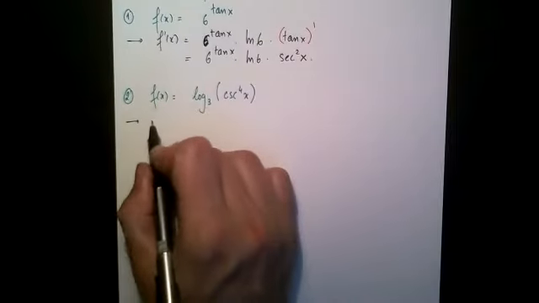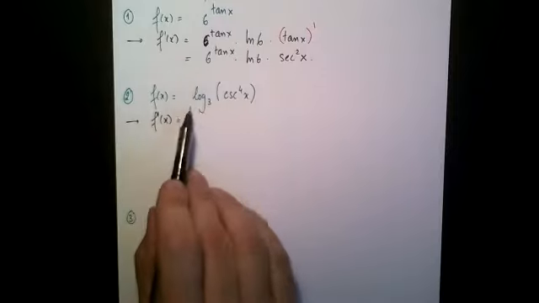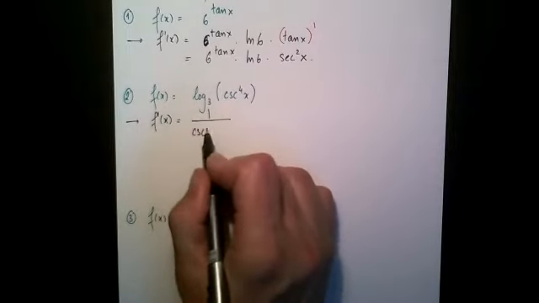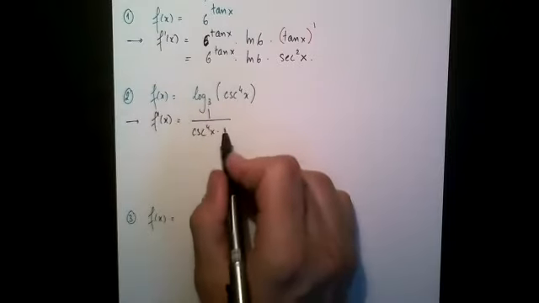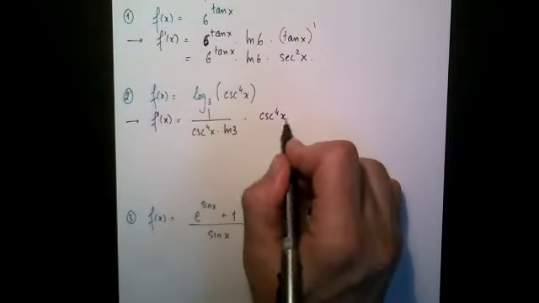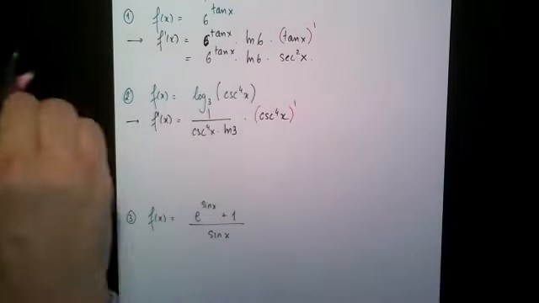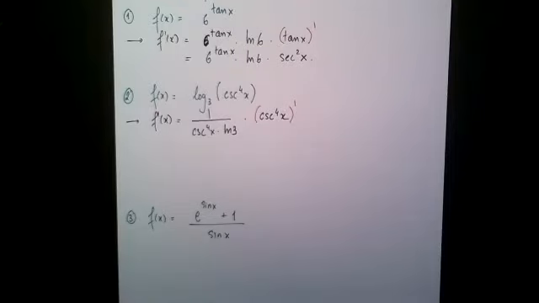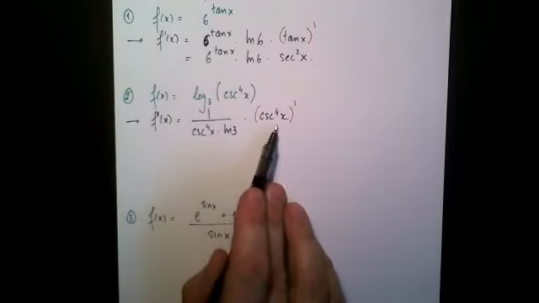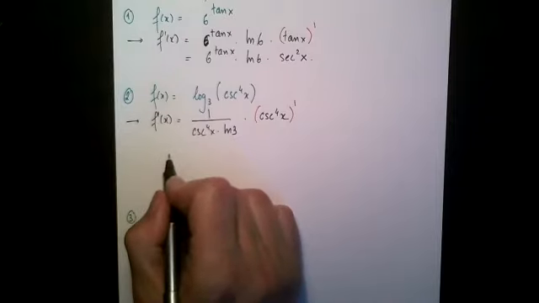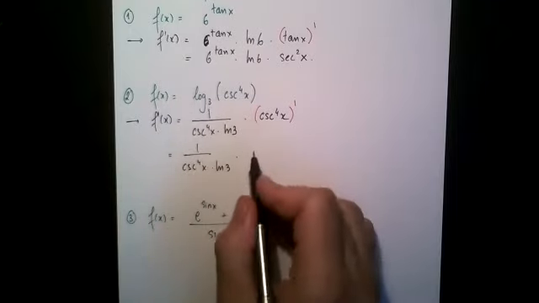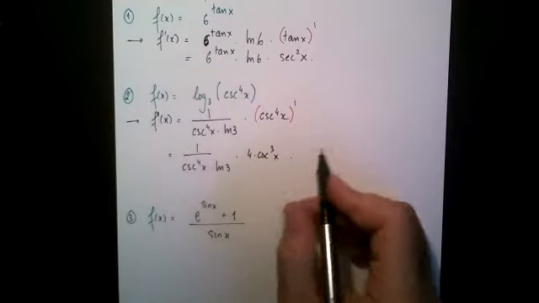Number 2. So f prime, so we have log in base 3. So log in base 3, we know it's 1 over what's inside, right? 1 over cosecant 4x times ln of 3 times the derivative of the inside. Any questions? Okay, so I just need to derive this, and this we've done. We've done this before. So it's equal to, this stays 1 over cosecant 4x times ln 3 times the derivative of cosecant power 4, which is 4 times cosecant cubed times the derivative of cosecant.